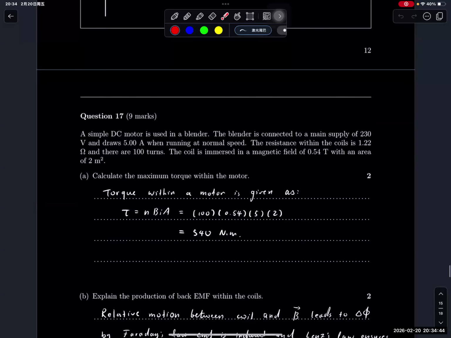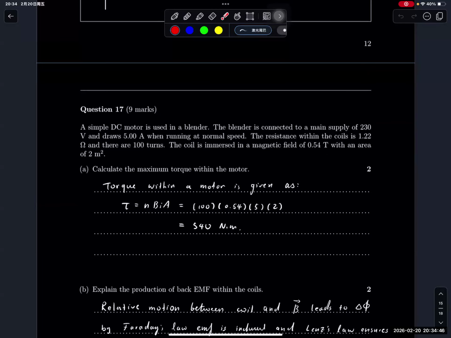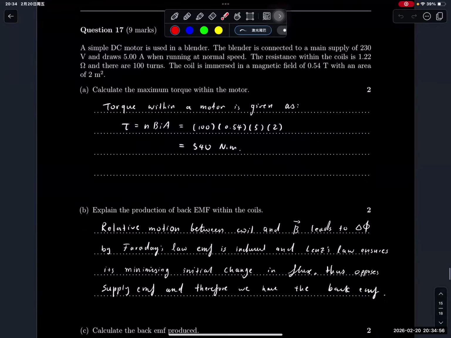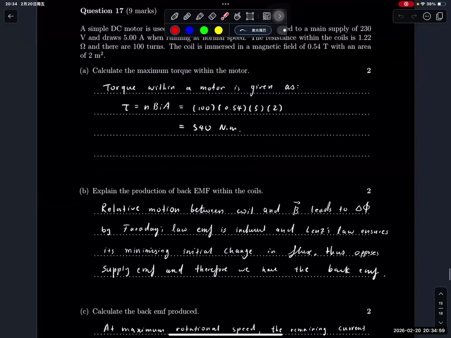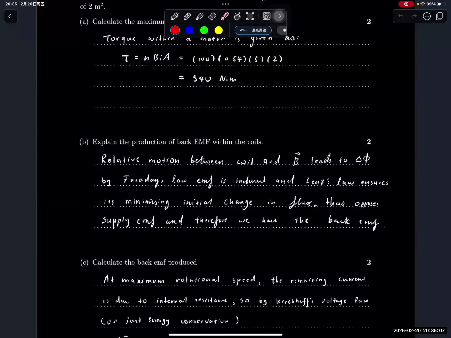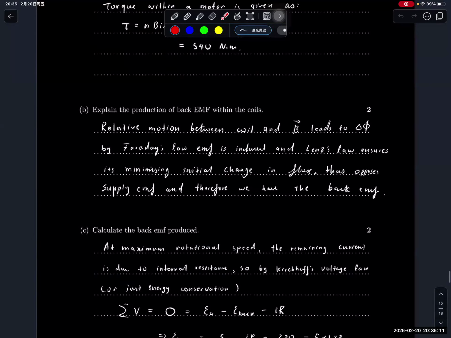Question 17. A simple DC motor is used in a blender, and the blender is connected to a main power supply of 230 volts and draws 5 amperes of current when running at normal speed, which is the operational speed. Calculate the torque: it's simply substitution into the equation, and the torque is equal to NBIA. Question B says to explain the production of back EMF. That's just application of Faraday's law and Lenz's law. So it's pretty standard stuff.